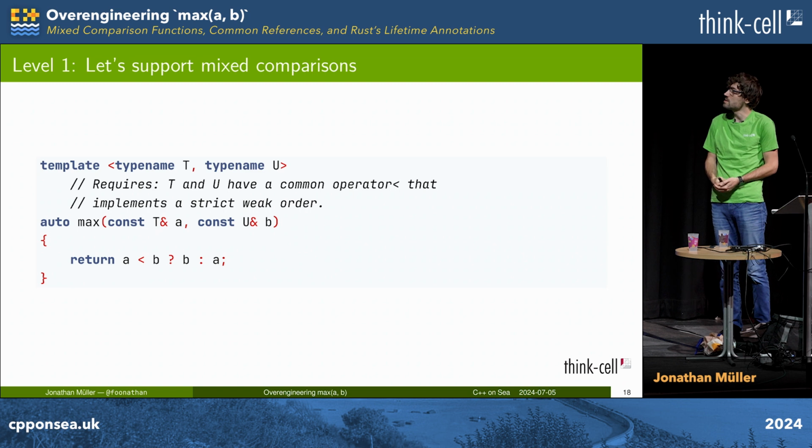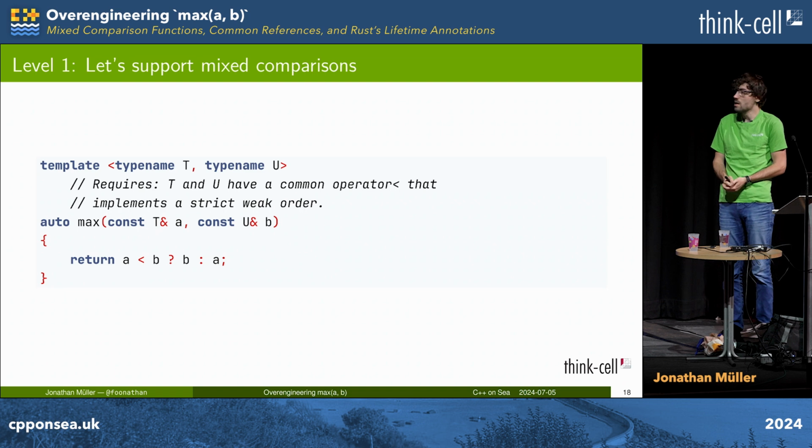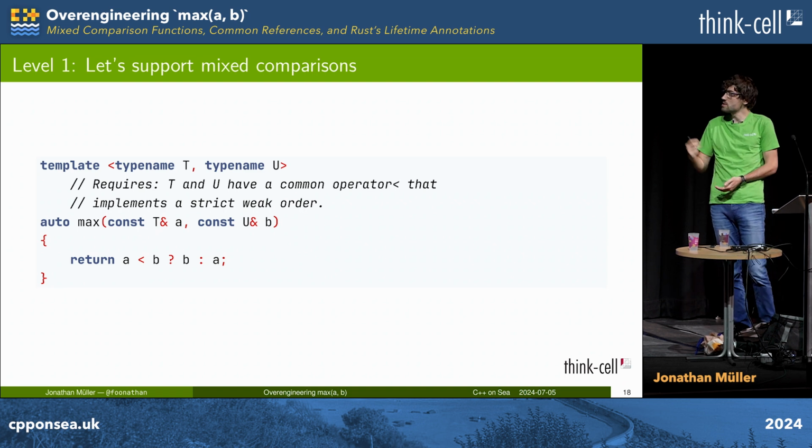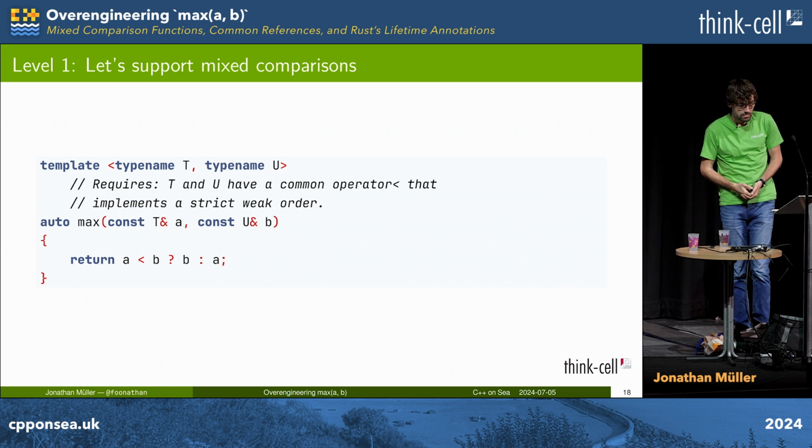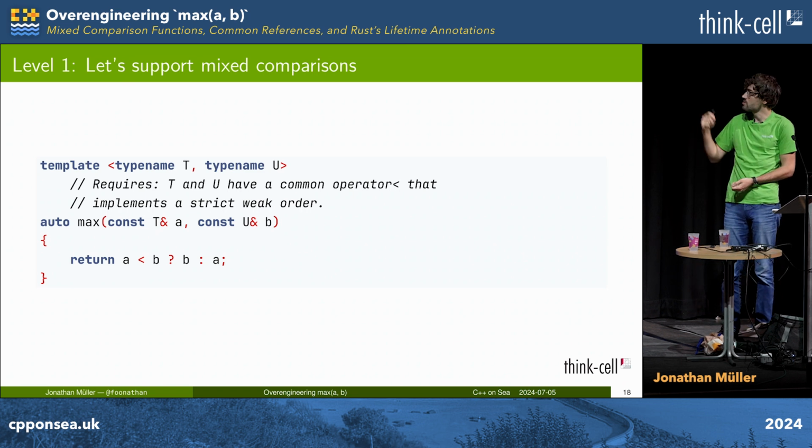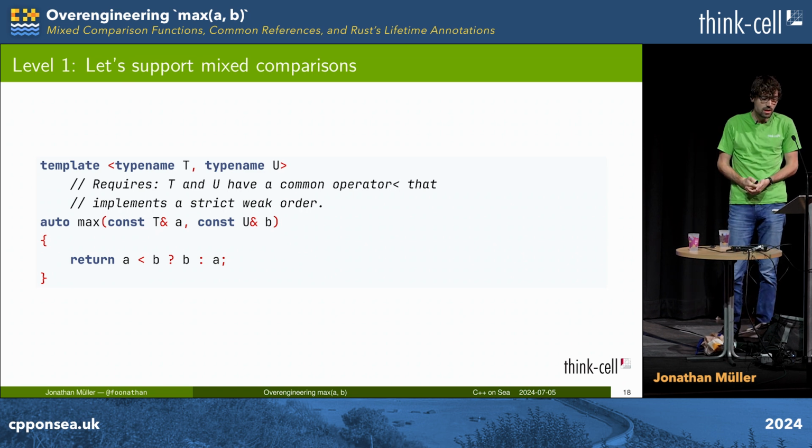Just add a second template parameter. Now we take T and U. The requirement is that together they have a common operator less-than that works, and the implementation is unchanged. The interesting question now is what is the return type? We just use auto and have the compiler figure it out.